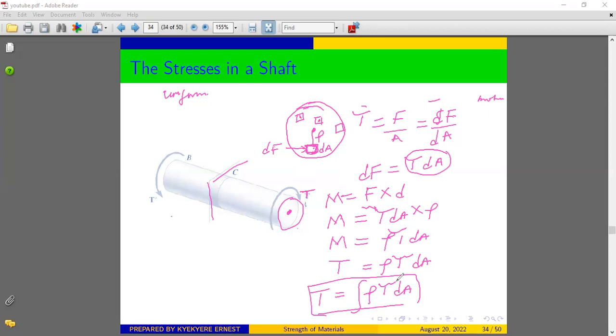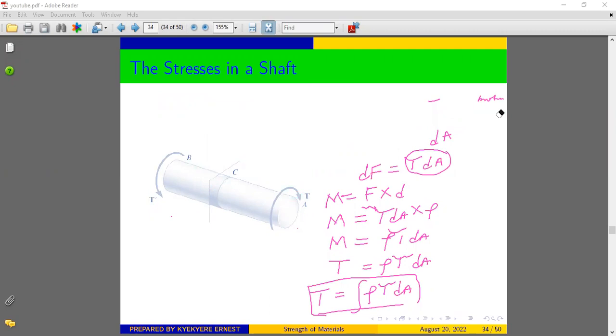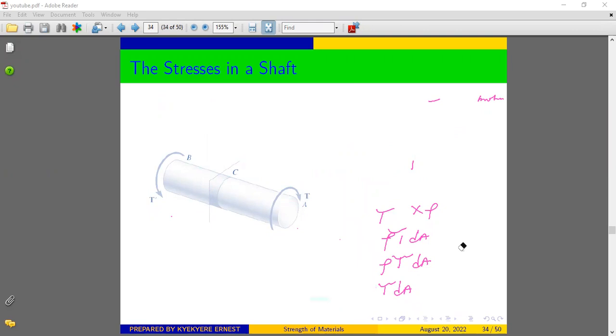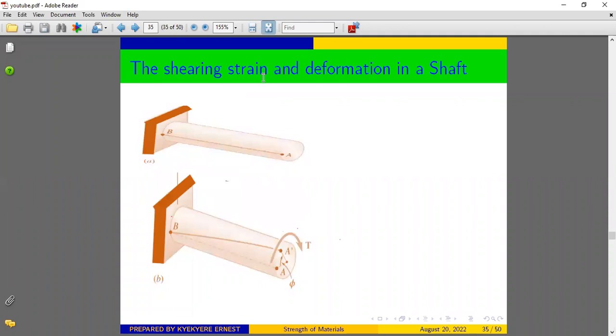Good. Now, having derived the shearing stress in torsional members, let us move ahead to derive the shear strain of members subjected to torsion. Good. Let's consider this bar which we have here. So this is in the natural state, there's no torsional force.